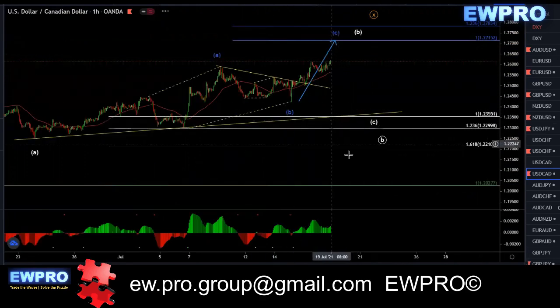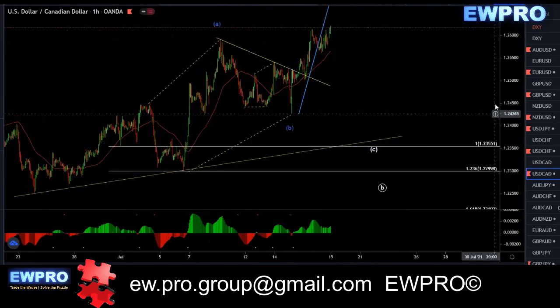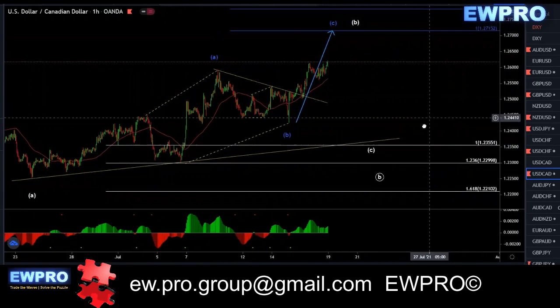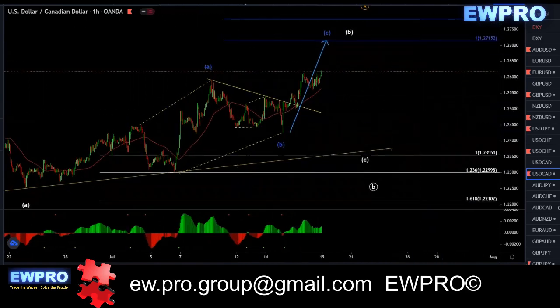Looking at the H1, this was a trade I put out in the room. It's looking for this, like A had a nice correction in here, nice B wave, and we were looking for that C up to the first and second target up here.